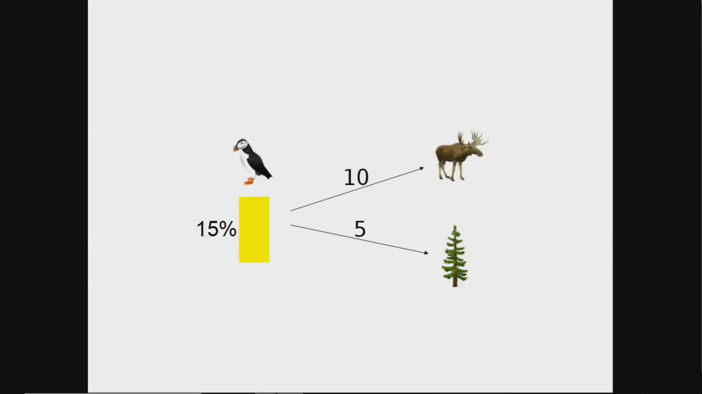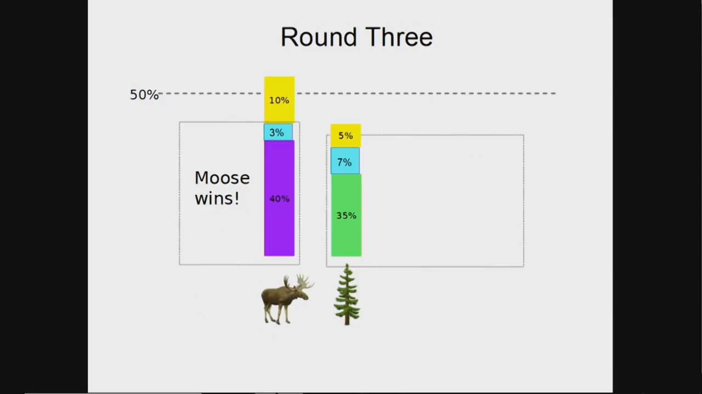And in round three, Puffin is going to be eliminated because Puffin is in last place. So we find by looking at Puffin's ballots that 10 of those voters specified Moose as their second choice and 5 specified Pine Tree. So now we're going to add those into the totals. And now we find that Moose has 53 votes and Pine Tree has, what does that look like? 47. For those of you who are good at math. Yes. So now we have a winner in round three. And that's basically how a ranked choice election is counted.